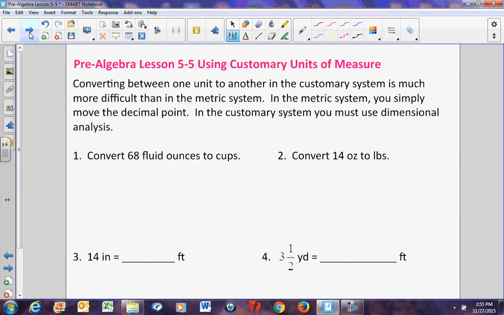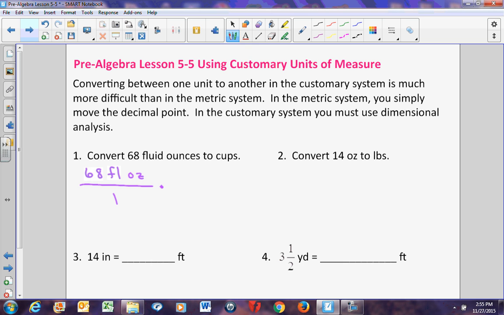All right, so convert 68 fluid ounces to cups. Well, the first thing we have to do, because I always tell people, write it as a fraction, 68 fluid ounces over 1. And we need to convert it to cups, so we need to know how to do that. And you can't always do it in one conversion. Sometimes you can't. Sometimes you can. Well, there are 8 ounces in a cup.